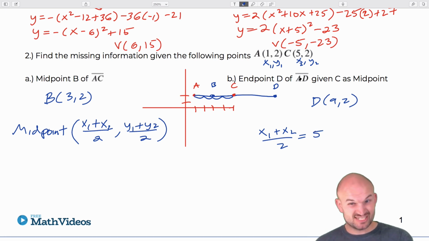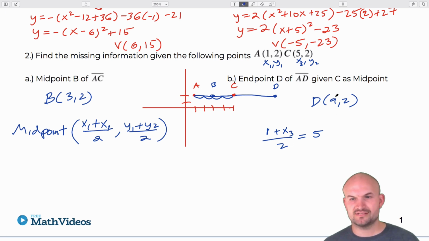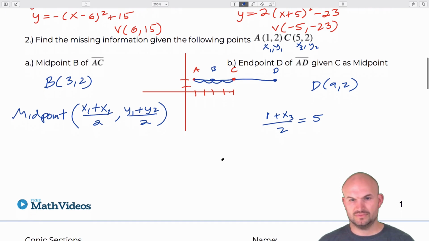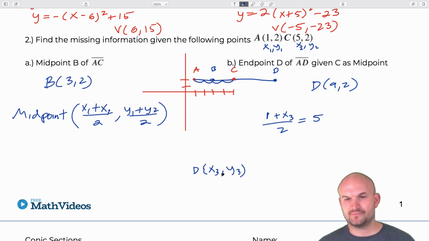Now, x1 in this case is going to be A. So I'm just going to replace x1 here with 1. Now, what we want to do is find this second point. We'll call this x2. Actually, let's do this as x3, because my point D here, I'm going to use as x3 and y3. All right, so we know that A plus this x3 point, divided by 2 is equal to that midpoint, which we know is going to be C, which is 5.